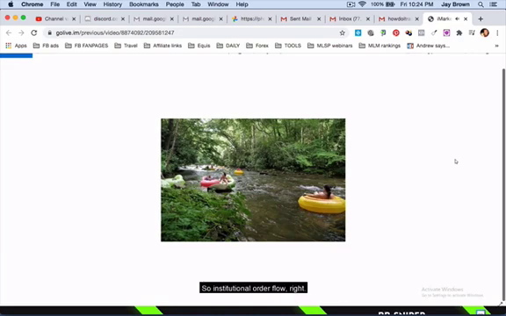Institutional order flow is the flow of the orders of the institutions. It's exactly what it sounds like. But what I visualize in my head is that flowing river. If you've ever been in a lazy river or been tubing, you understand how easy it is to go in the direction the river is flowing. Very, very easy.